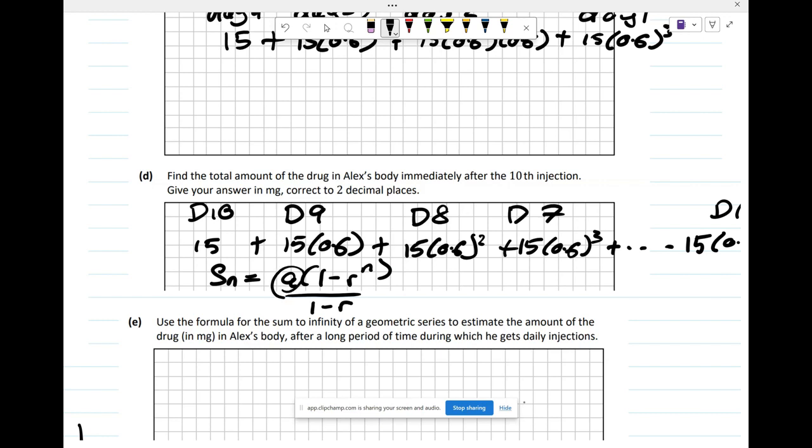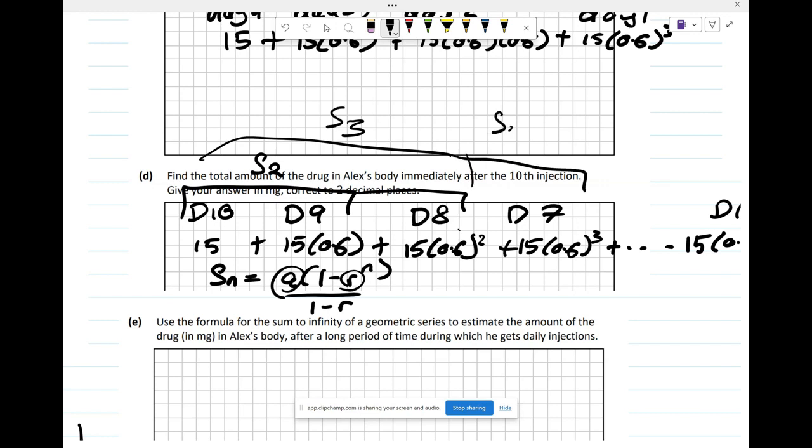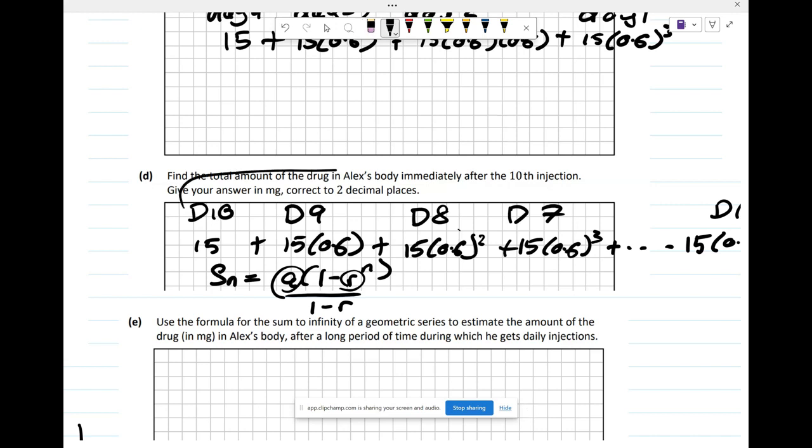And so what this a is, is just our first term, and r is what we multiply by each time, so that's 0.6, 0.6, 0.6. And n is the sum we want. So if we want to add the first 2 days, that'd be S2. If we wanted to add the first 3 days, that'd be S3. Same for 4 days, that'd be S4, and so on and so on. So we want the first 10 days, so all the way up to here, S10.